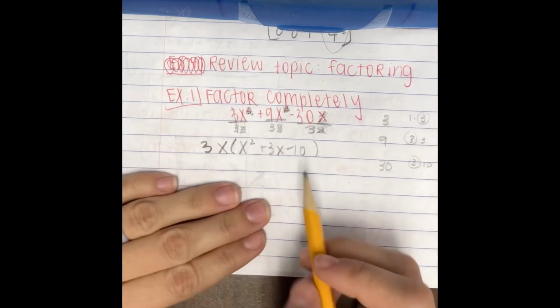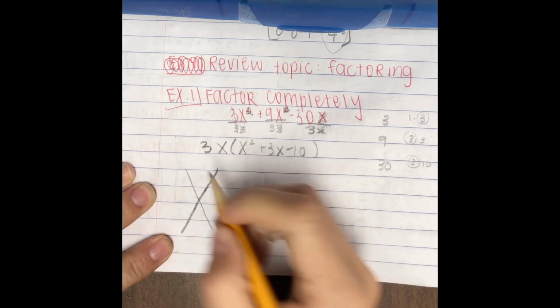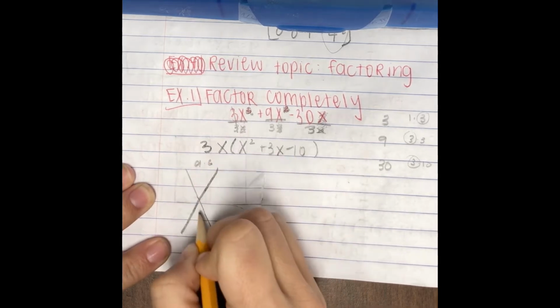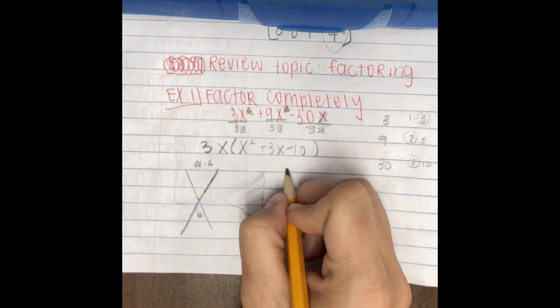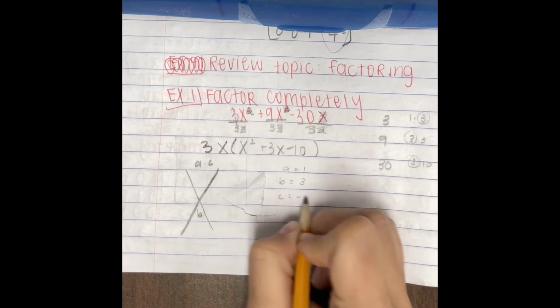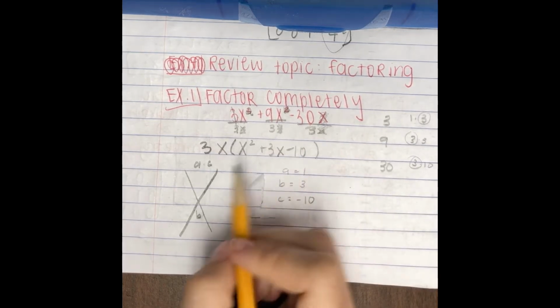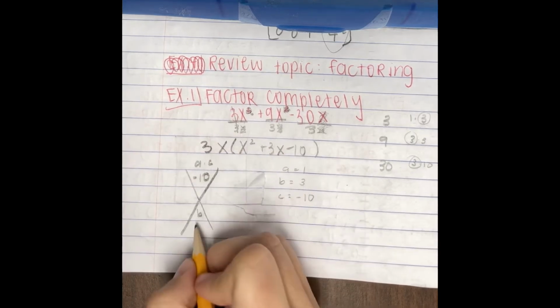So here's what I have. With that, what we want to do is remember the a times c and then our b. So my a is 1, my b is 3, and my c is negative 10. So a times c, 1 times negative 10, is negative 10, and my b is 3.